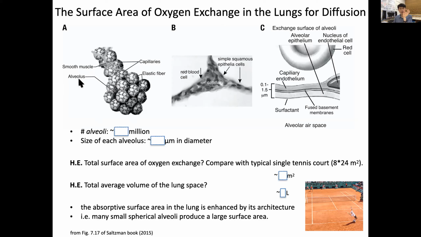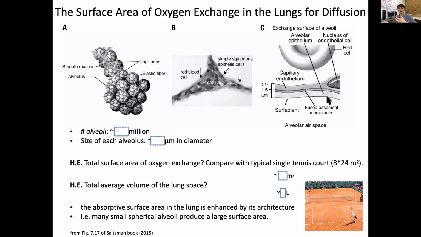a small spherical sac, an air sac. And then there's smooth muscle, there are capillaries for gas exchange, and there's elastic fiber. And this is the actual picture. You can see red blood cells in the capillary, and simple squamous epithelial cells are there. So the cartoon for this is here: inside the capillary, red blood cells are there, and the capillary is composed of this capillary endothelium, and the endothelium sits on this basement membrane.